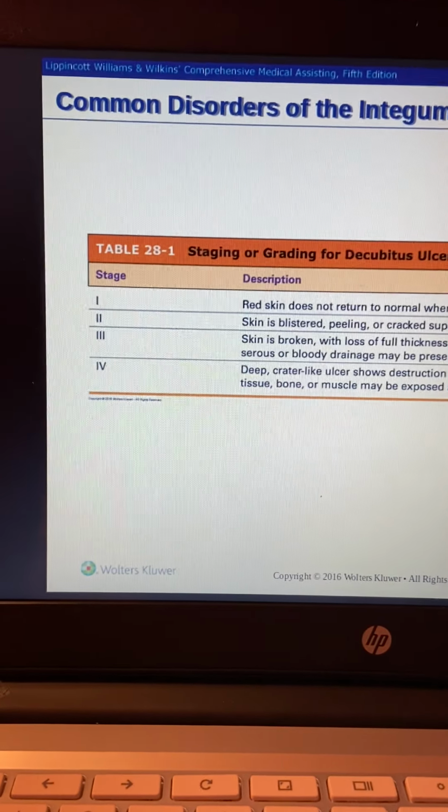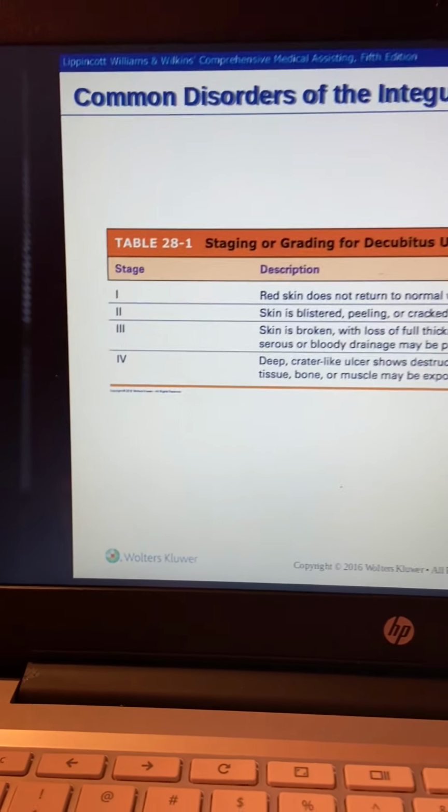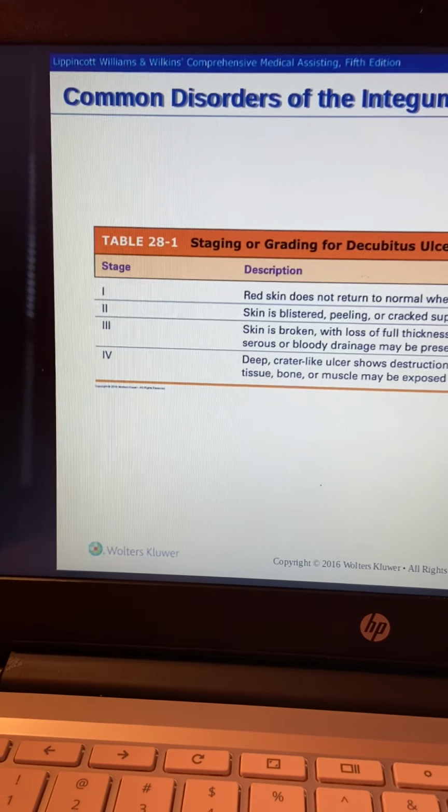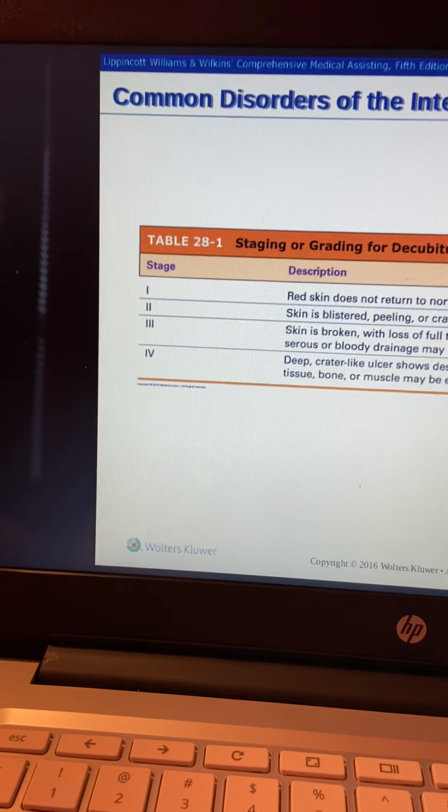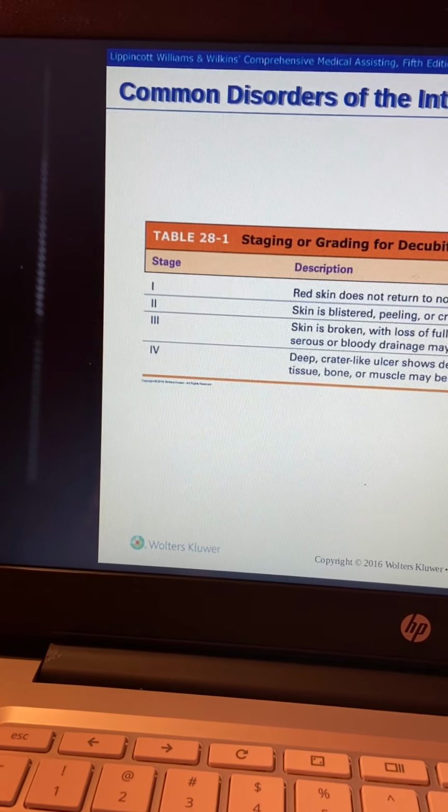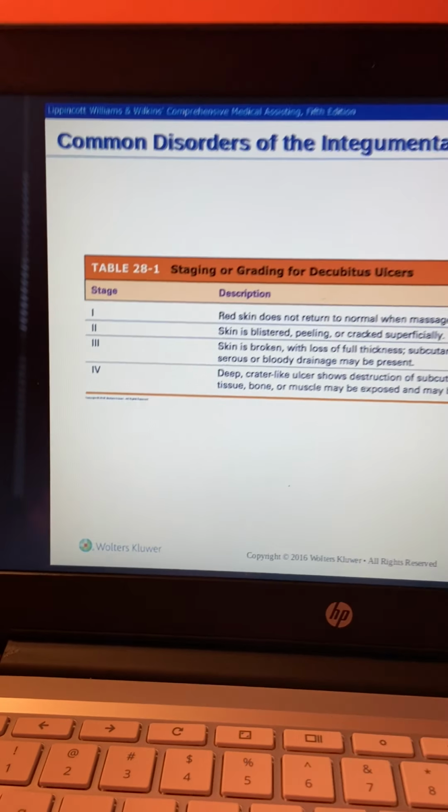They have different stages of your decubitus ulcers. They stage them from 1 through 4. And you can read those in entirety on page 706 in your books.